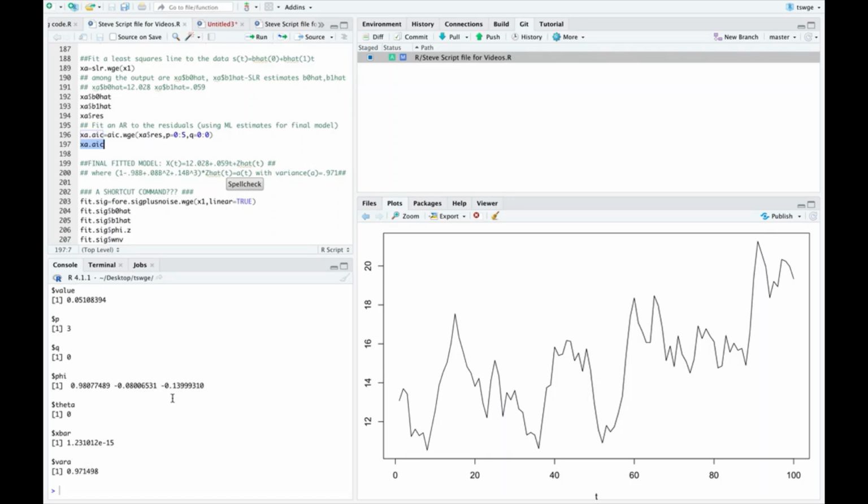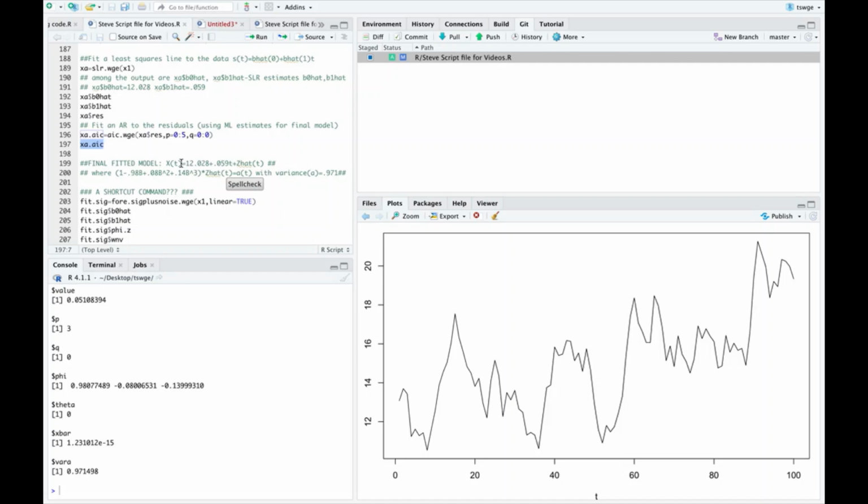So we need those phi coefficients. We need that variance term to say what this model truly is. And so we can see this line right here where you'll see those three coefficients coming in. 1 minus phi 1, which is 0.98, minus negative 0.08, that's plus 0.08 B squared, plus 0.14 B cubed, so we're writing it in operator notation form, of z hat t equals a t, and a t has a variance of 0.971. So you can see how all this comes into play.